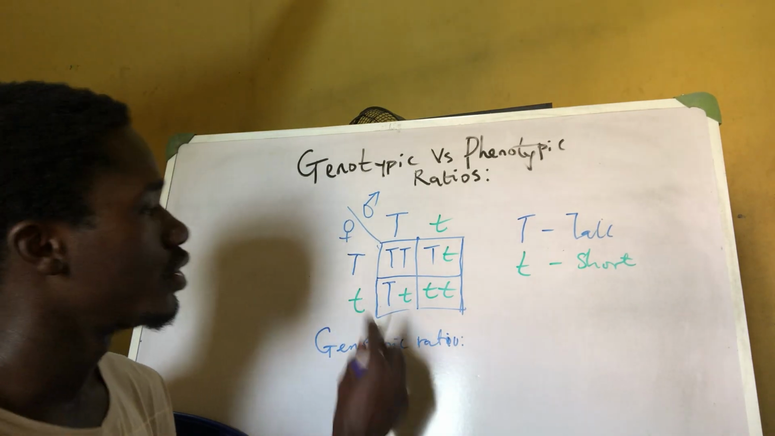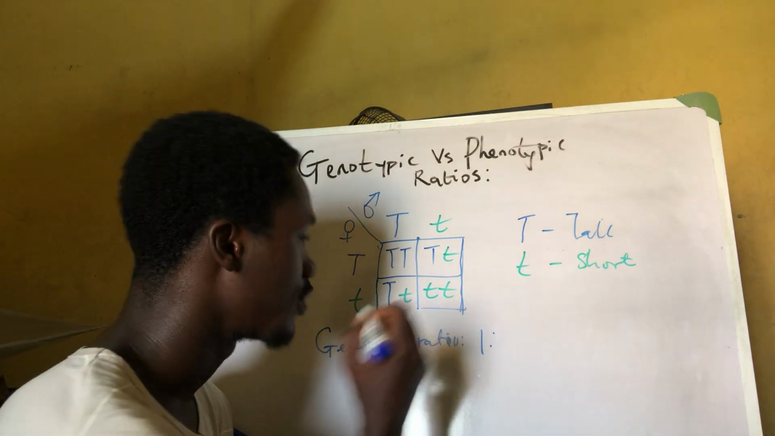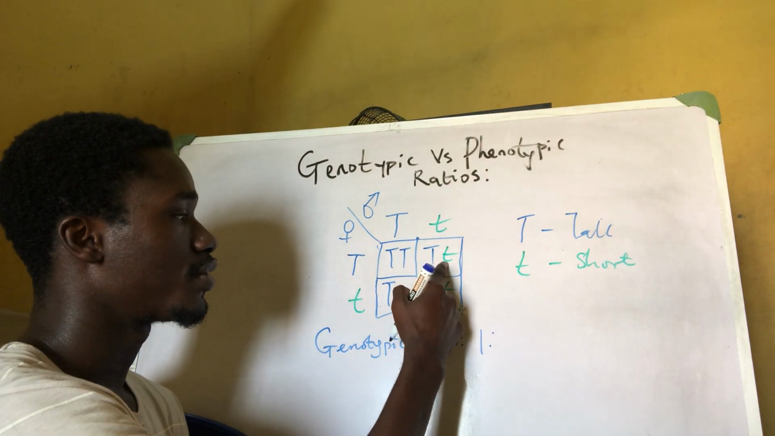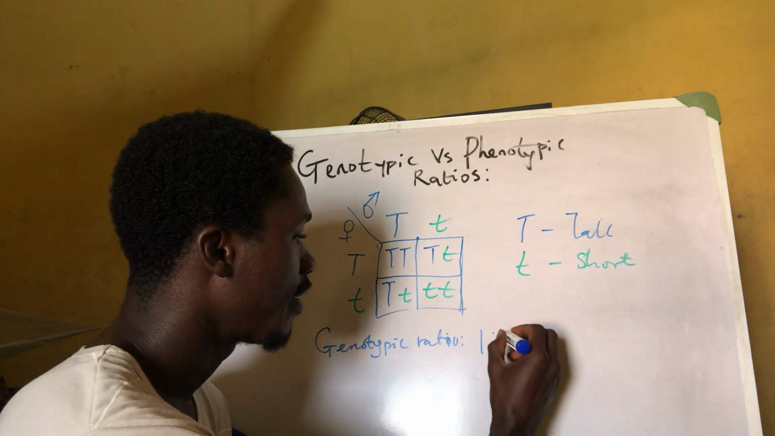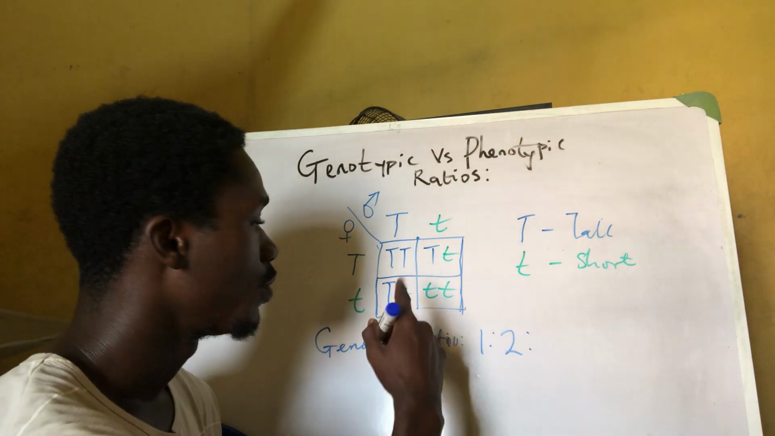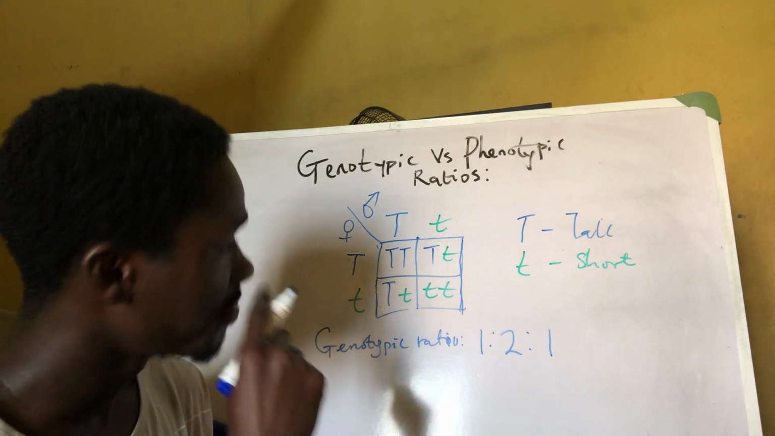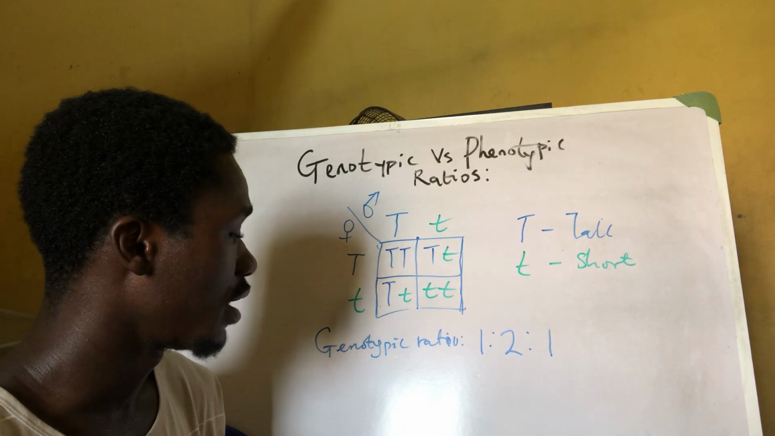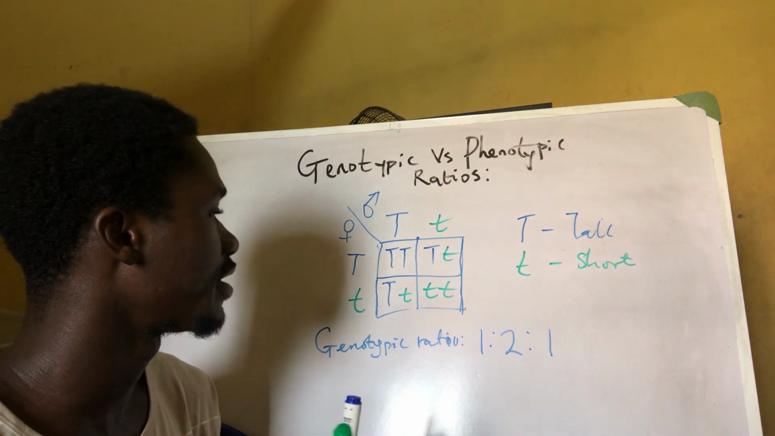will be, so we have one big T, big T, which is 1. The next one is big T, small t, and big T, small t appeared twice. So we have 2. Then the next one is small t, small t, which appeared once. So we have 1:2:1. And that is the genotypic ratio, but the phenotypic ratio is different.